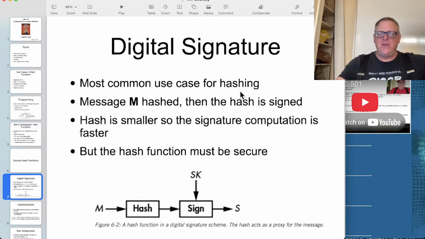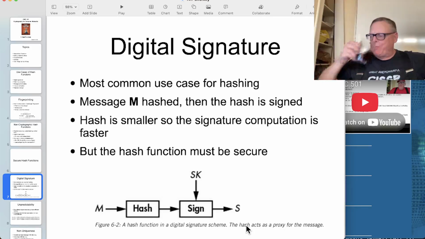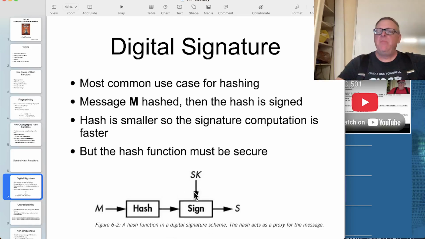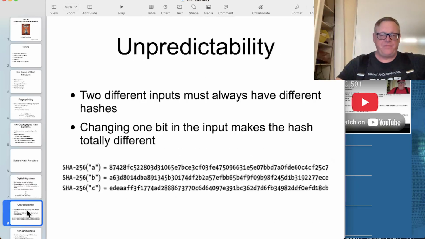All right, so digital signature is one of the most common uses for hashing. You have a message, then you hash it, now it's smaller, then you sign that. This is a common thing you do, just so the signature doesn't have to be designed to handle a large input. But the hash function must be secure. You're trusting that the hash is uniquely tied to the message, that there isn't some way to alter the message and still have the same hash.